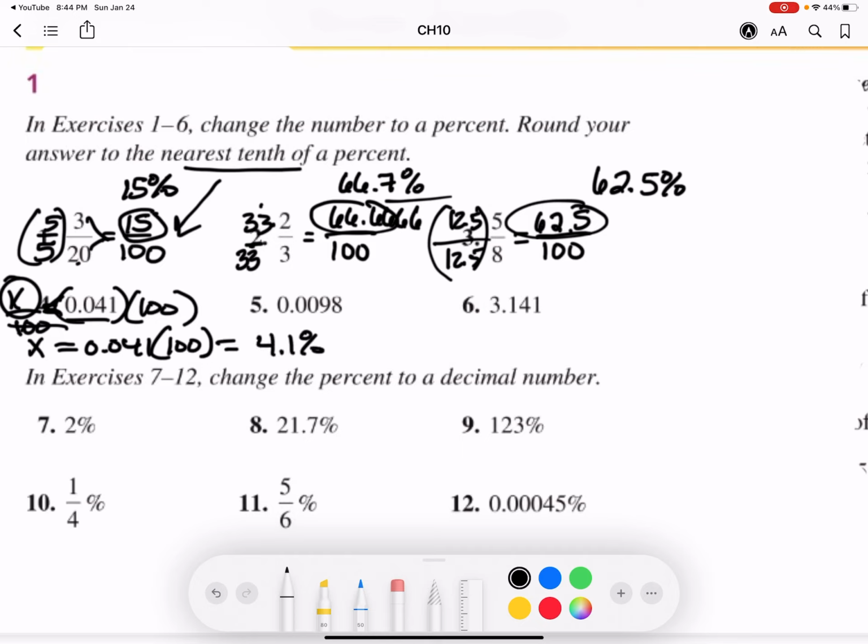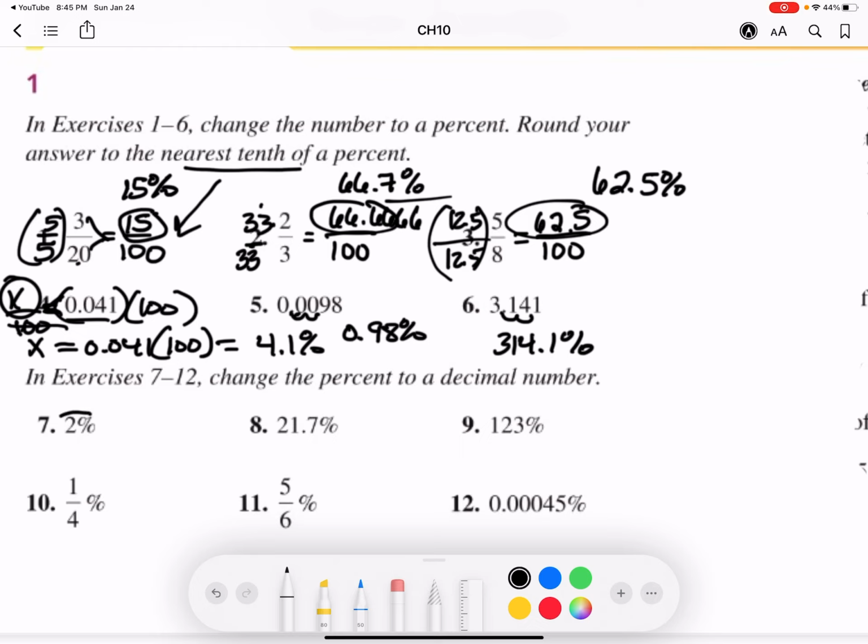So that's our percentage. We can do the same thing with this one. If we multiply 0.0098 by 100, this decimal place ends up moving over, so we end up with 0.98%. And likewise, same here, we're going to move it over 2, so we're going to end up with 314.1%.